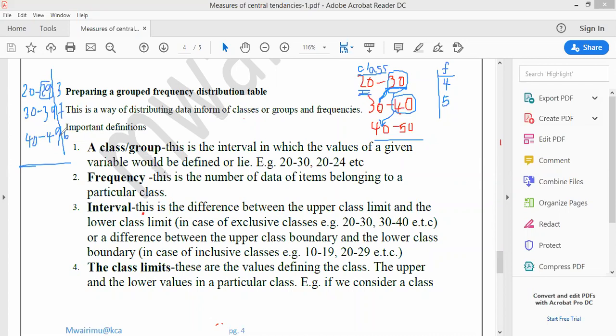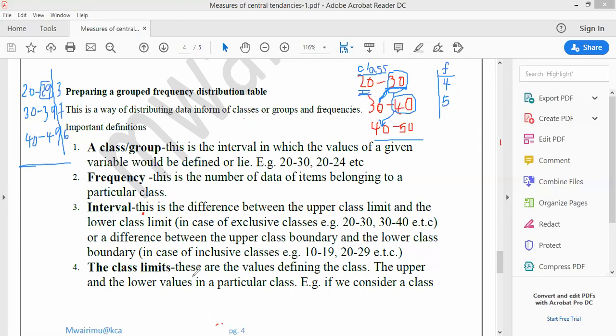I hope that one is okay when we have the classes which are called exclusive in nature, and the classes which are called inclusive in nature, and that each and every class has two limits. The one on the lower end, we call the lower limit. The one on the upper end, we call the upper limit.